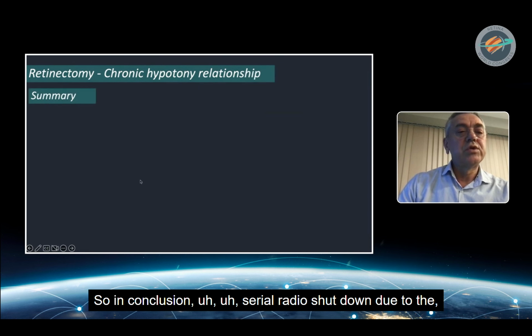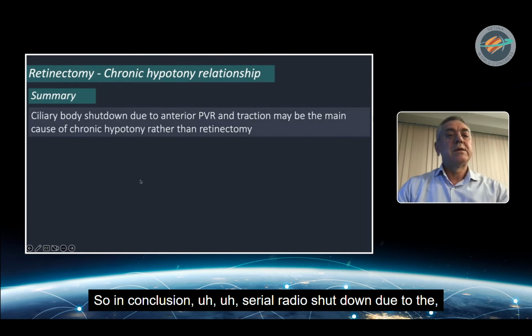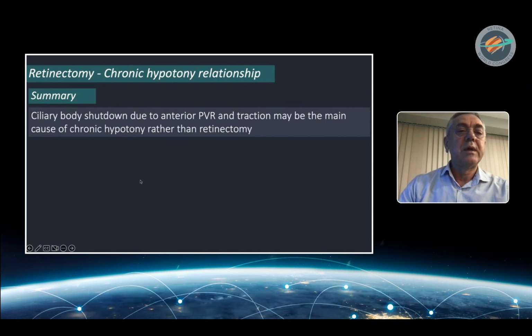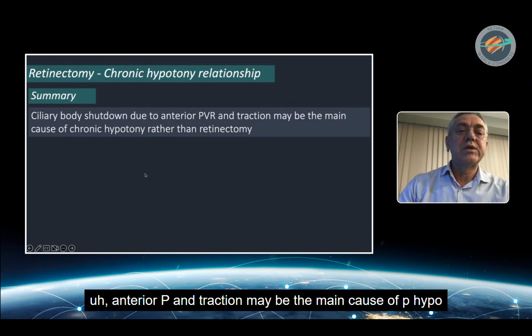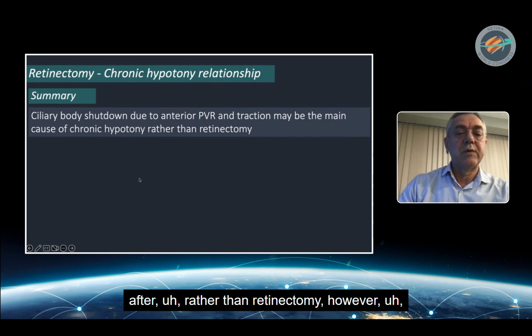So, in conclusion, ciliary body shutdown due to the anterior PVR and traction may be the main cause of chronic hypotony after retinectomy rather than the retinectomy itself.